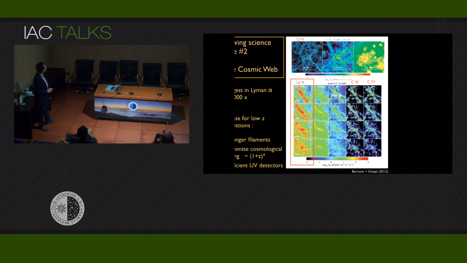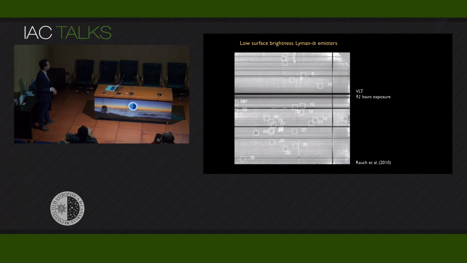Now, to detect Lyman-alpha, we can look at low redshift, and for 3 main reasons. First, the filaments will be much stronger. Second, you minimize the cosmological dimming, like 1 plus z to the 4th power. And then also we have efficient UV detectors of new generation. So once we detect Lyman-alpha at low redshift, then we can follow up with other emission lines.